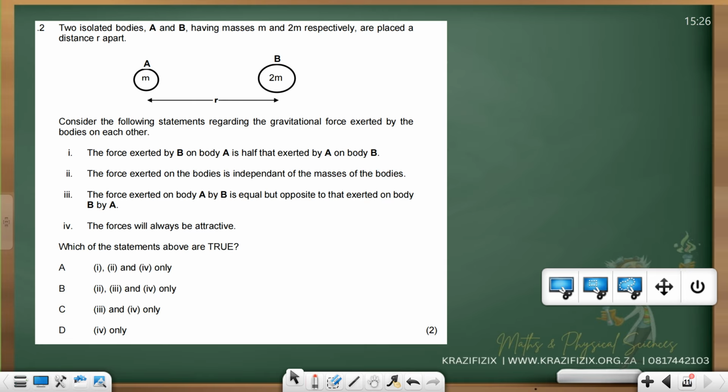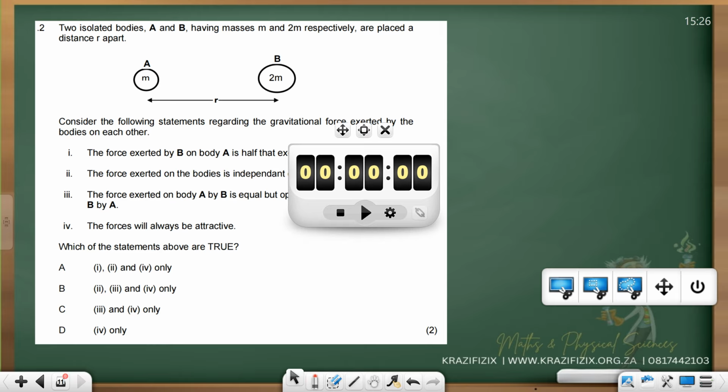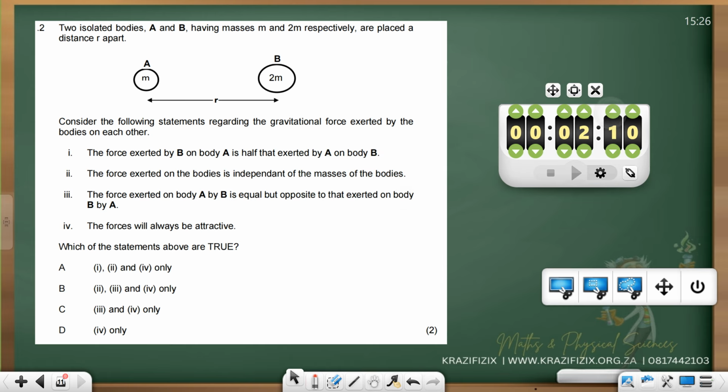Okay, here we go. Let's put a time frame because of the reading: 2 minutes, 30 seconds. Please read, analyze, then choose your answer.